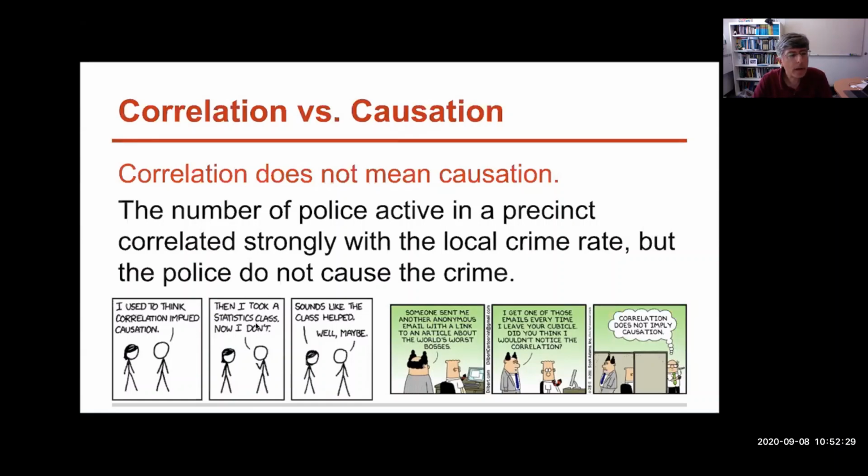And there's a bunch of great cartoons illustrating this point, so I encourage you to read through those when you review the notes. Any questions about that? We use correlation to make predictions. We don't necessarily know the causal reasons behind them. Any questions?